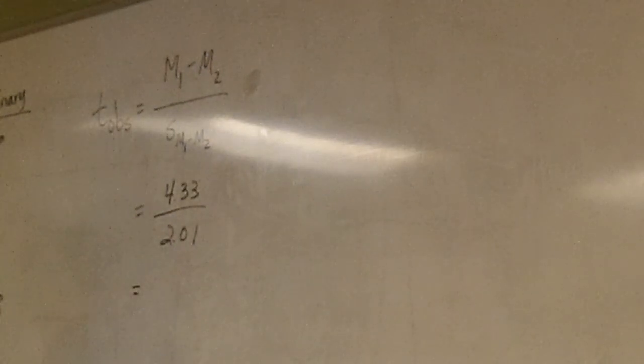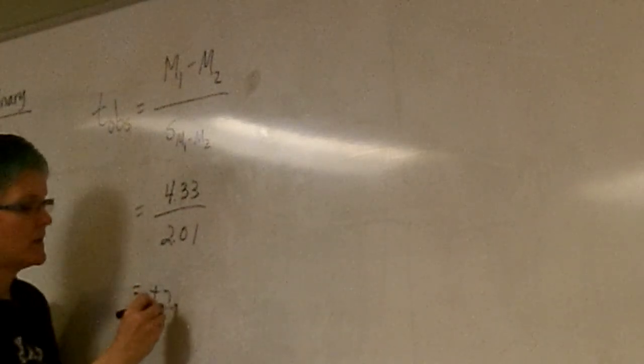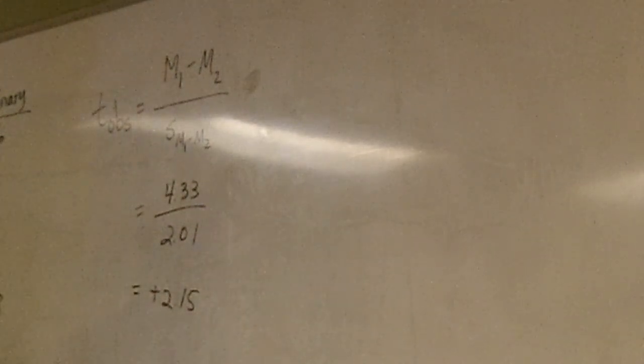Okay, I have a vote for 2.15. That works for you too? Works for you? All right. And we're going to mark it as positive 2.15 because that matters. Because this is a t-test, so it could be positive or negative. So we're going to mark it as positive to show that we know that's positive. And now we do our comparison. Now we evaluate our null hypothesis.